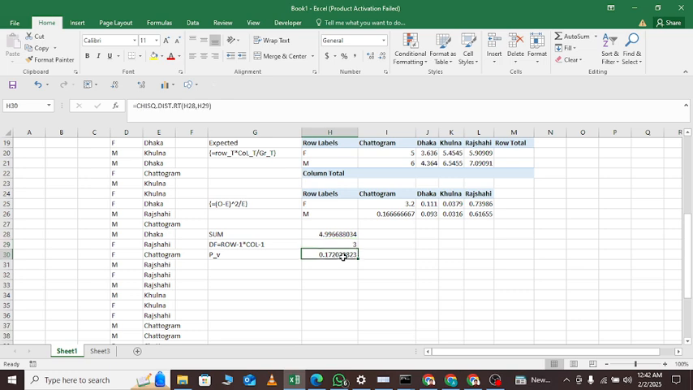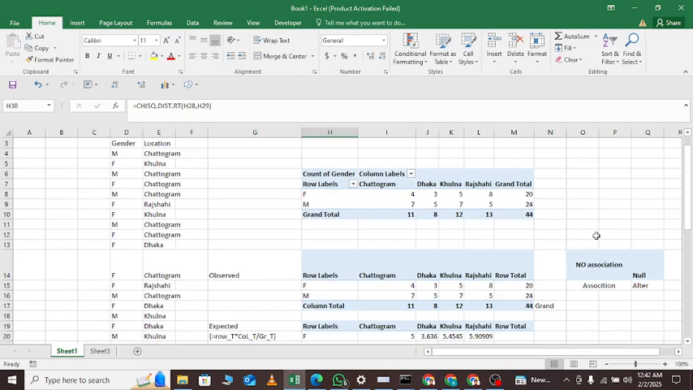Then this is our p value, and the p value is greater than 0.05. That means we accept the null. Null means no association. So when we accept the null, there is no association.